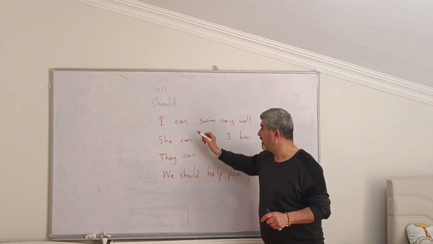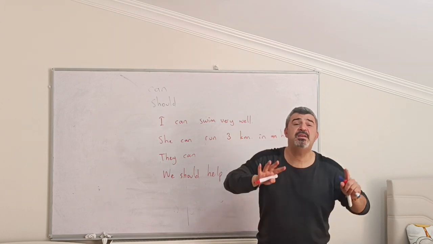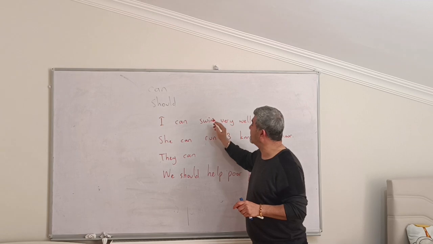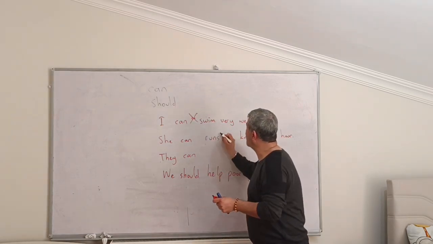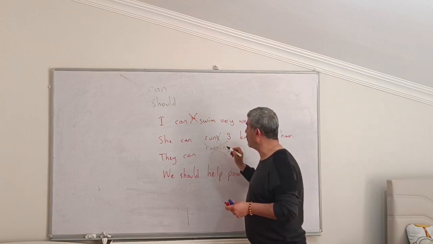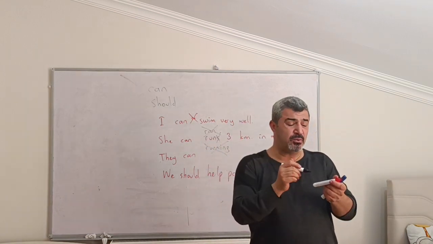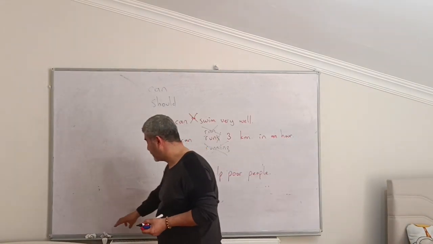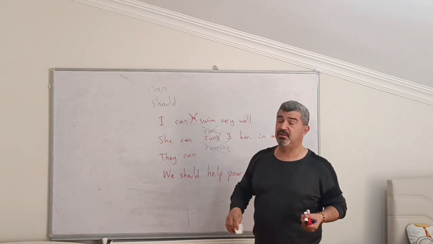So we say that after the modals, we use the base form of the verbs. For example, I cannot say, I can to swim. No. You cannot say, she can runs. No. Or you cannot say, she can running. No. Or the second form, she can ran. No. Always we use the base form of the verbs after modals.